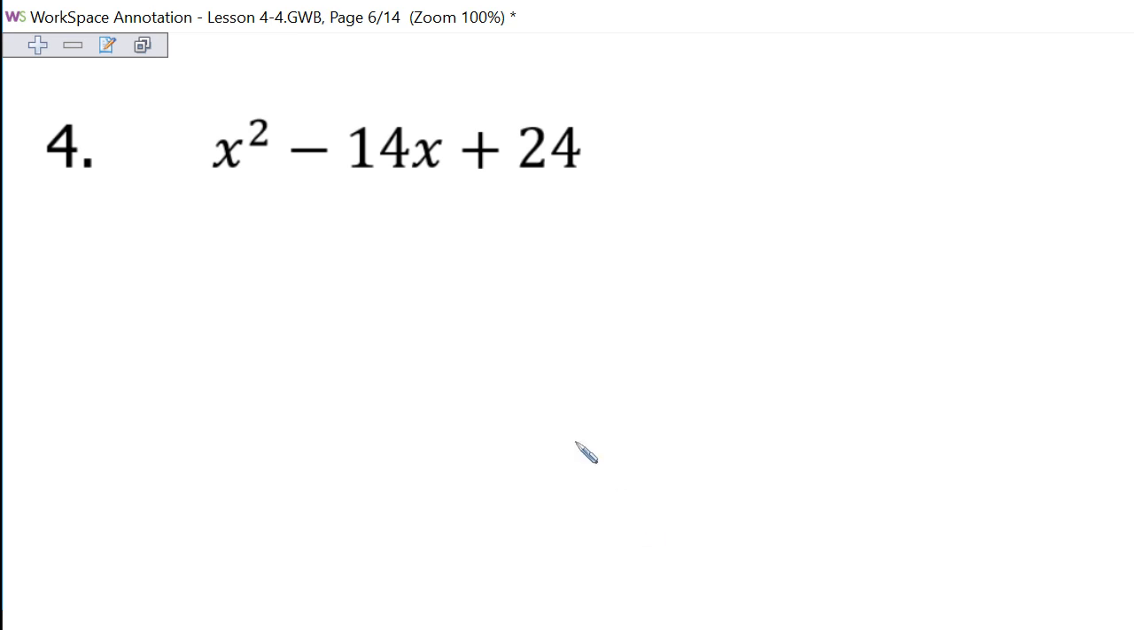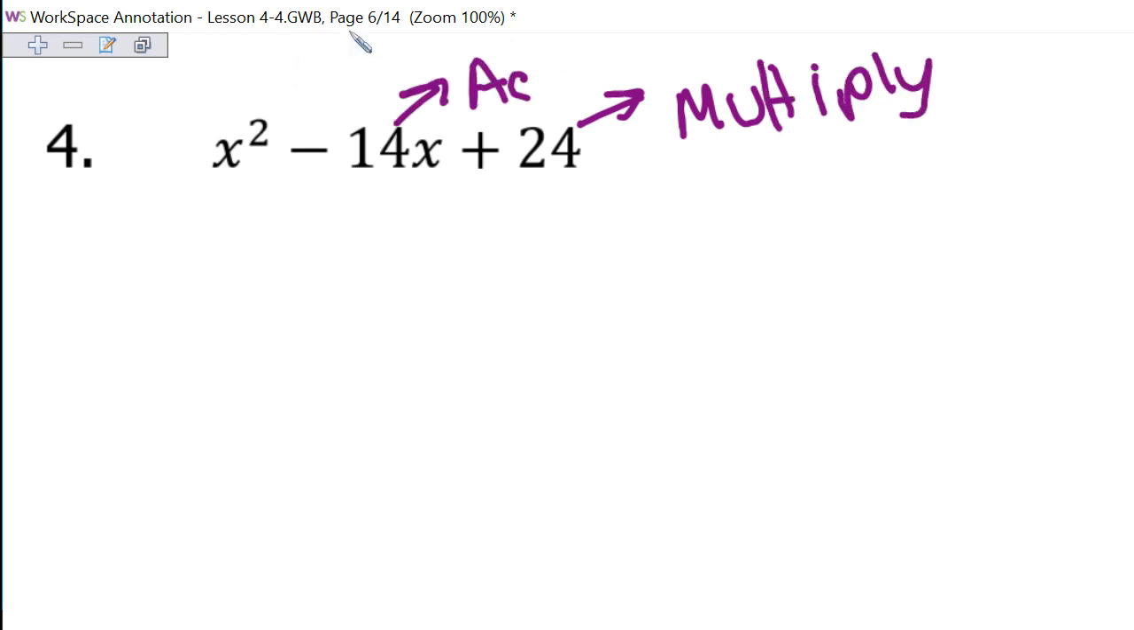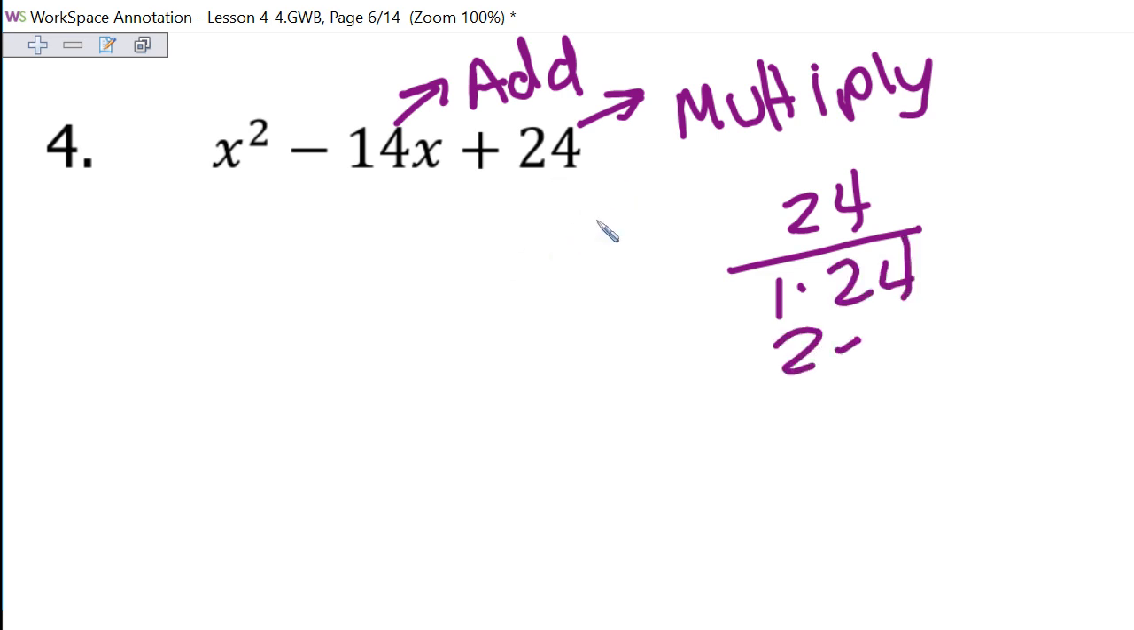Now, number 4. Still the same process. We want to multiply to the last number and add to the middle term. So if I list factors of 24, I could have 1 times what? 24. I could have 2 times what? 12. I could have 3 times what? 8. I could have 4 times 6. 5 is not a factor, but 6 times 4 is the same as 4 times 6. So once you start repeating your list, go ahead and stop.